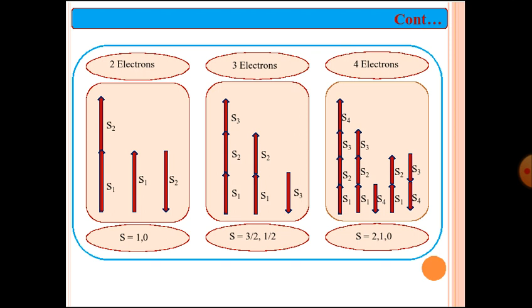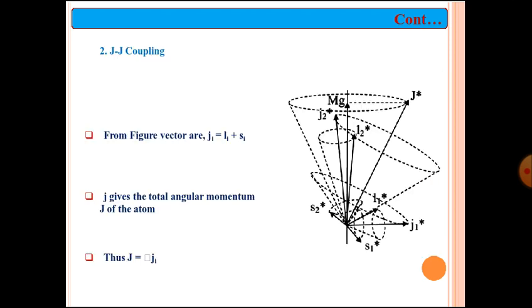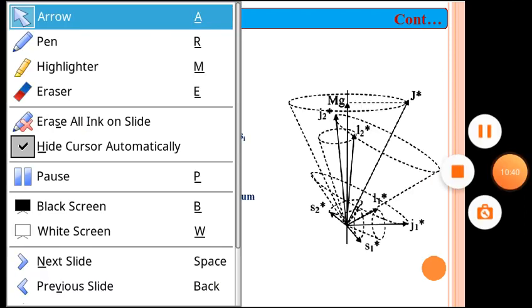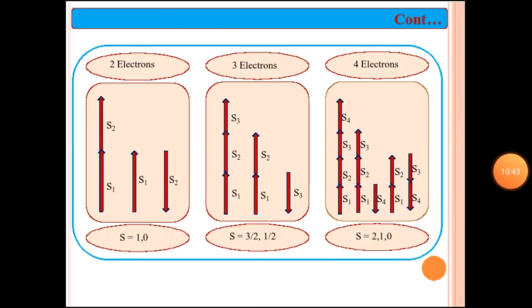Then another one, first 2 electrons upper, second 2 electrons down, so all are cancelled, come to 0. So here present, in the 4 electron scheme, S equal to 2, 1, 0. Similarly 2 electrons present, S equal to 1, 0. 3 electron scheme, S equal to 3 by 2, 1 by 2, and 4 electron scheme, S equal to 2, 1, 0.